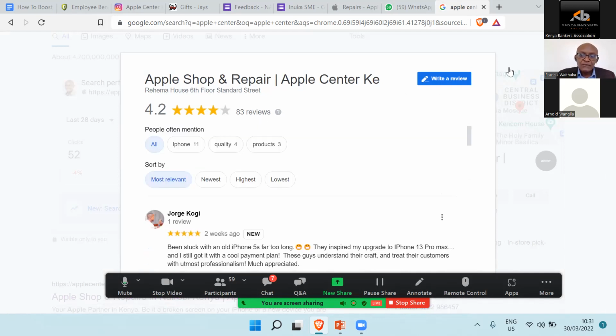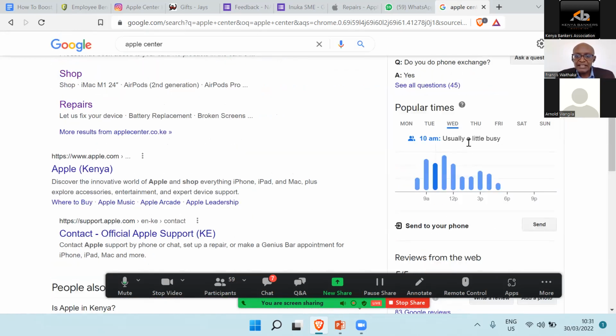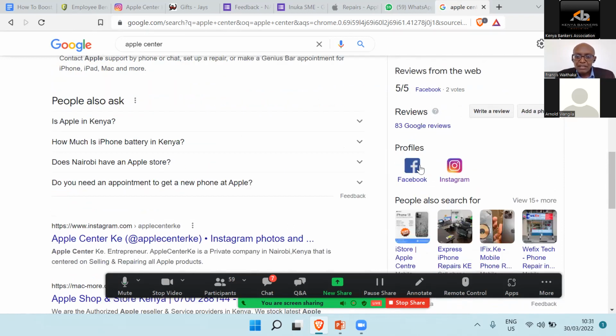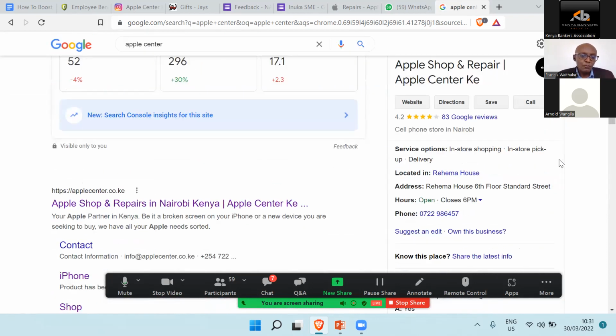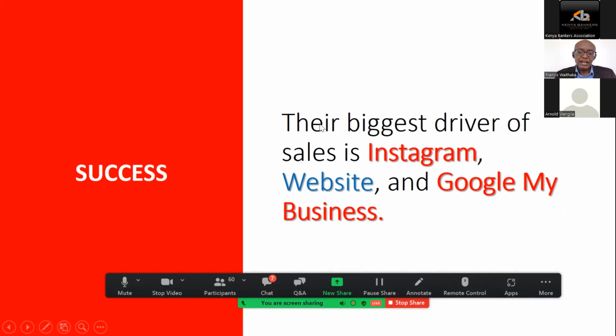And you can see the ratings and reviews that they get, because reviews and ratings is a way of building trust with customers. You can see the time they open, a lot of information about their business, and other social media platforms are also linked there. So there's something we can learn from AppoCenter, a small business owner who is doing very well. I don't want to mention the numbers in terms of sales, but he's doing very, very well, and he's happy to scale and grow the business. As I have said, the biggest lesson we can learn from them is Instagram, website, and Google My Business have been the biggest source of sales, in that order.